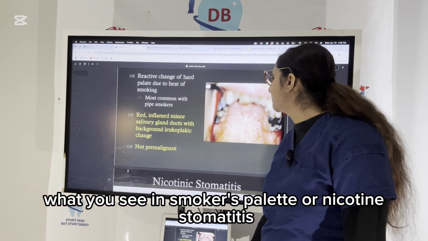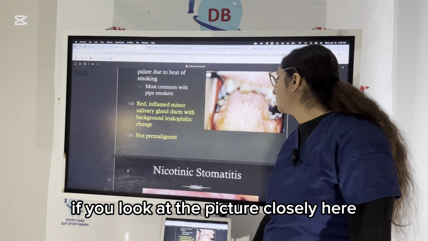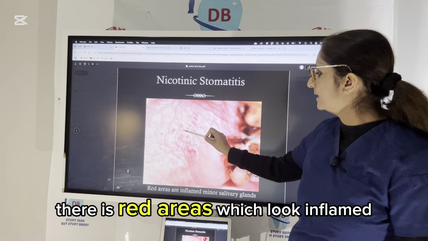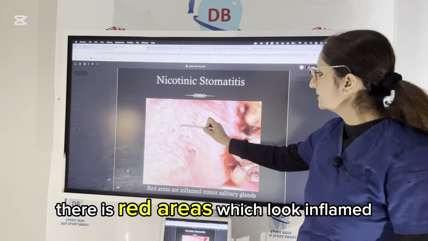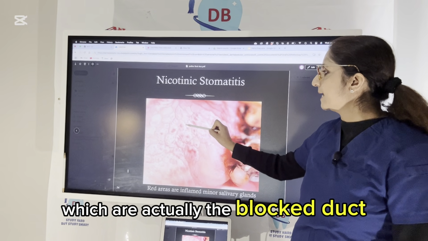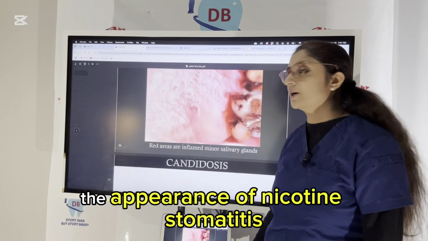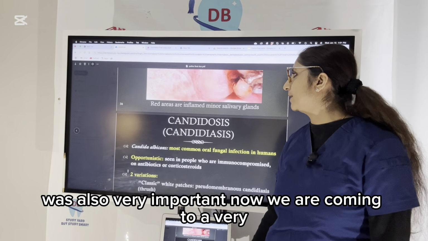What you see in smoker's palate or nicotine stomatitis, if you look at the picture closely here, you see on the palate there are red areas which look inflamed, which are actually the blocked ducts of minor salivary glands in the palate. The appearance of nicotine stomatitis is also very important.